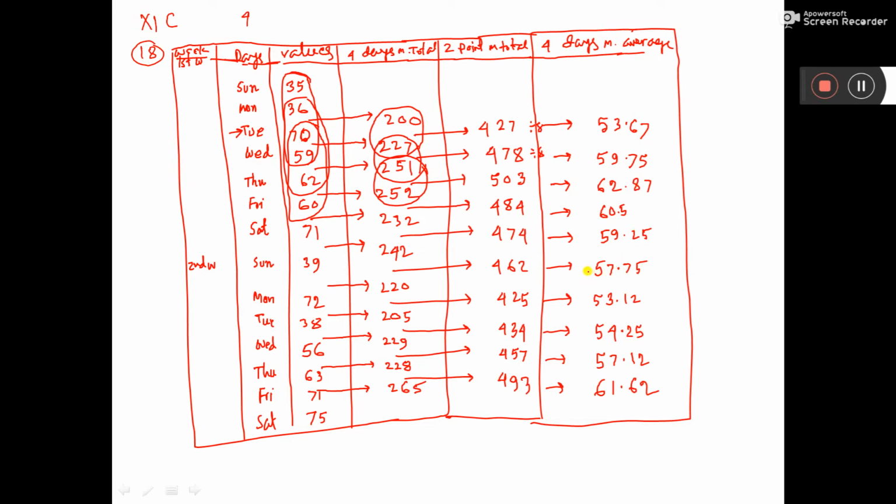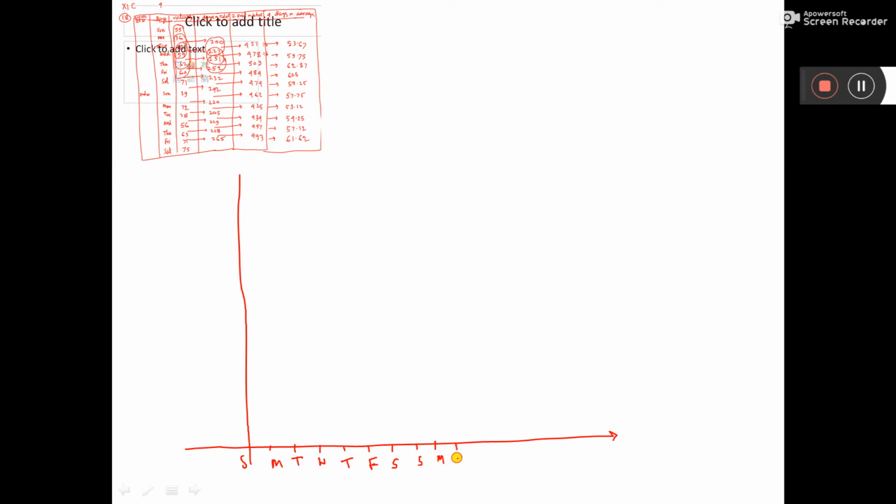Now we have to draw the graph. To draw the graph of the sum, see here, you have to take one vertical line and one horizontal line. Then see here, it starts from Sunday. Let's say this is Sunday. Then Monday, Tuesday, Wednesday, Thursday, Friday, Saturday. Again Sunday, Monday, Tuesday, Wednesday, Thursday, Friday, Saturday.